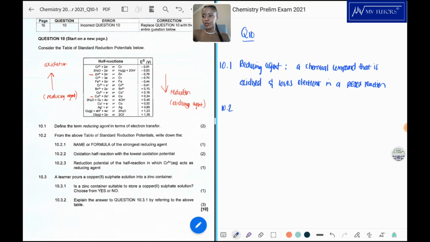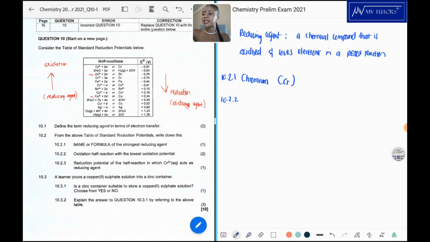Okay, now 10.2. From the above table of standard reduction potentials, write down the name or formula of the strongest reducing agent. Pretty much by drawing the arrows that we did using the reference of zinc and copper, we know chromium there. The strongest reducing agent would have to be chromium, Cr. Name or formula, so I would say chromium. Okay, that's 10.2.1. Now 10.2.2.